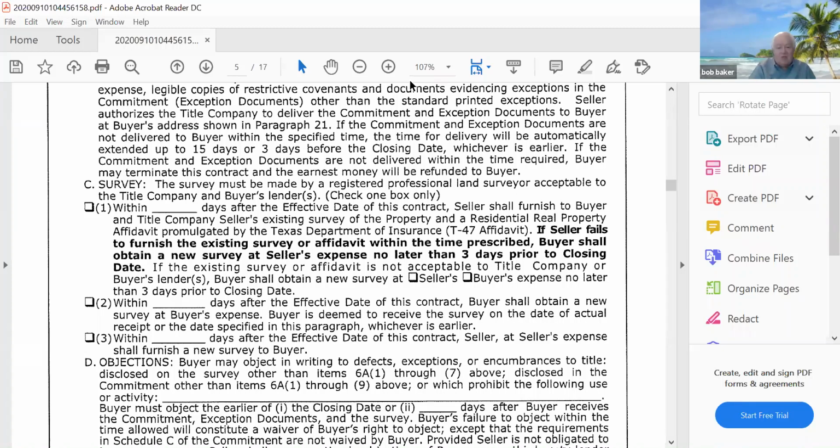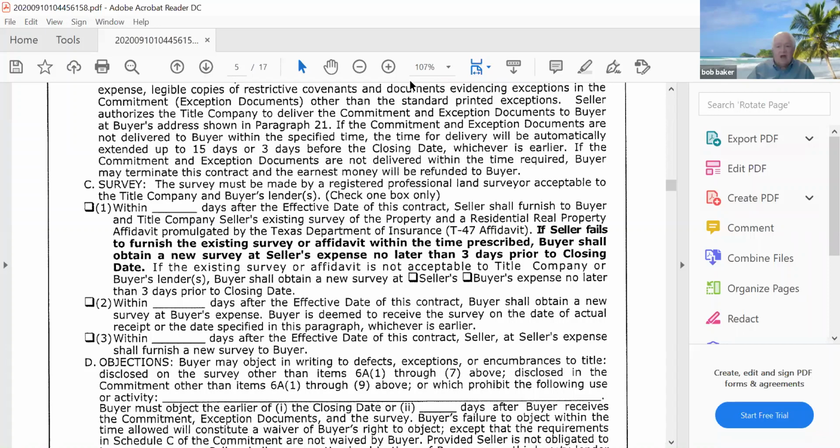Maybe the seller is in a position where it's not convenient for him to get the T47 notarized. And so he needs a little bit more time to be able to do that. So unless you've got variables like that that create a little longer time frame, it should be a fairly short time frame, 3 days, 5 days, because frankly, they either have it or they don't.